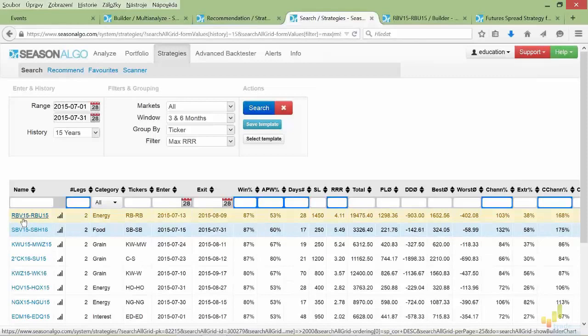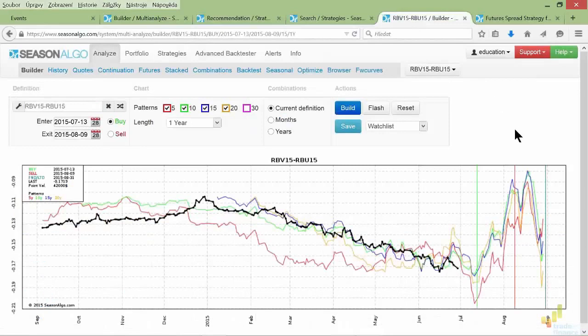So let's have a look at the first one which we have here. I have already opened it in a separate window. You can see that SeasonAlgo recommends trading this spread between the 13th of July, which we can see here, and the 9th of August. The historical patterns correlate very strongly, and also the current year spread correlates very strongly with these historical patterns. So it's quite likely that the current year spread is now going to go down, and then a strong seasonal move is expected.